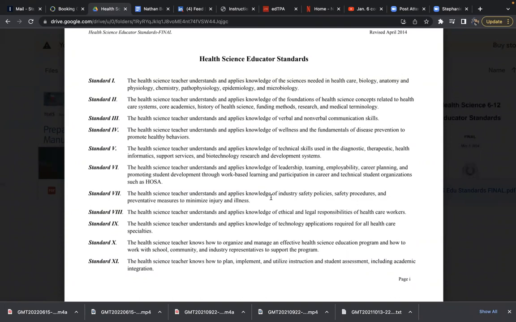The health science teacher understands and applies knowledge of sciences needed in healthcare: biology, anatomy and physiology, chemistry, pathophysiology, epidemiology, and microbiology. Standard 1 is so important, and your knowledge, understanding and application of the skills in standard 1, that it appears in 3 of your 4 domains. So it's very important that we get a strong understanding.